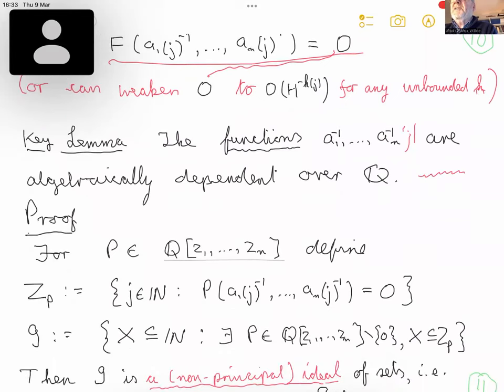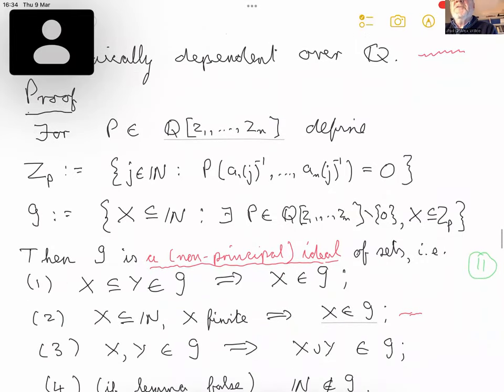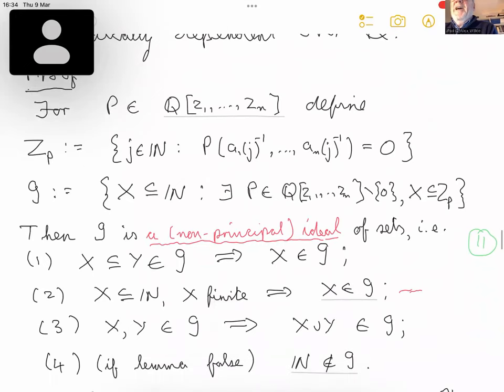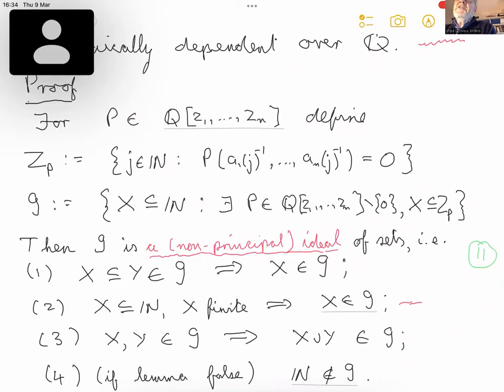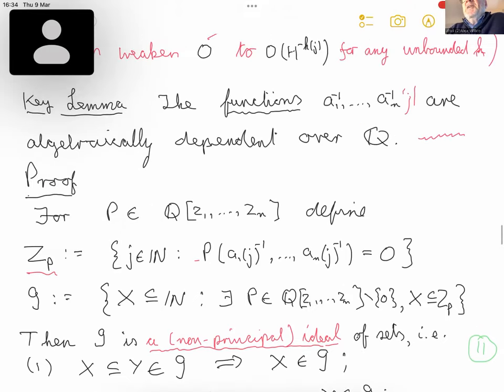Now, it's not too hard, for this particular case, the algebraic number field case, to do it directly using estimates and taking subsequences. But I'm actually going to do a bit of model theory here, just because it's what I do, I suppose. Okay, so I'm going to suppose there's no such algebraic dependence. And so for each polynomial p in the variables z1 up to zn, I let Z of p be those j such that this tuple a1j to the minus one up to anj to the minus one is a zero of the polynomial. So there might be no such j, or there certainly can't be all such j, because I'm supposing these are independent. Okay.